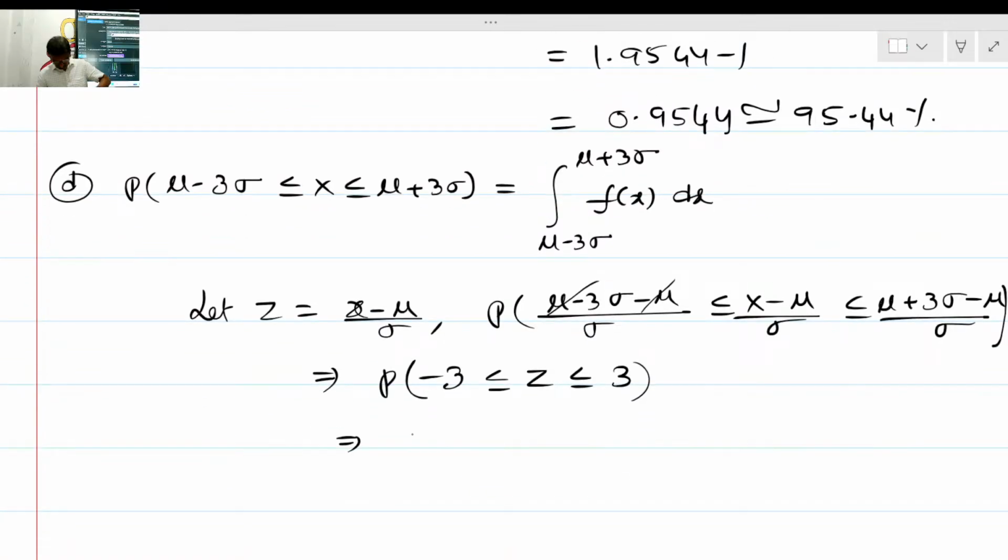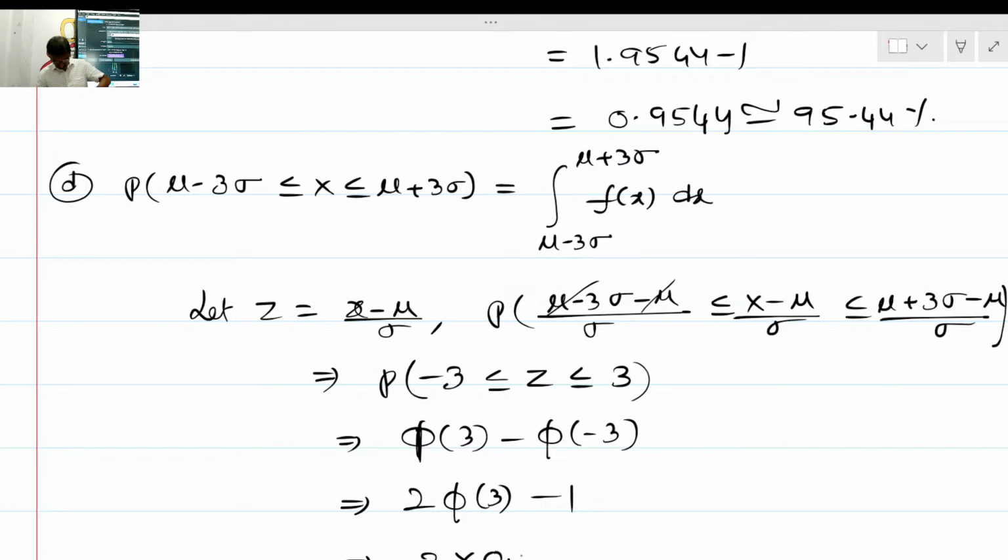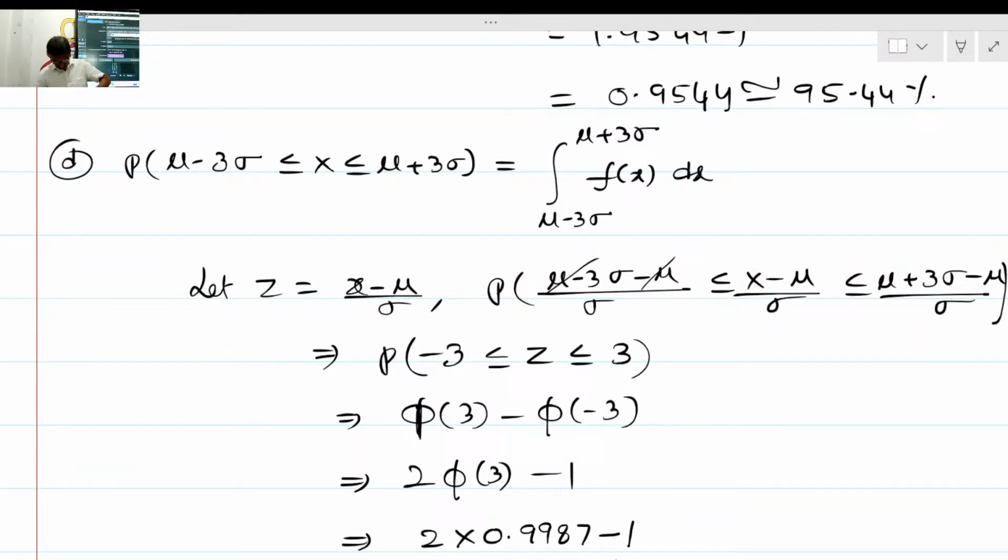Now phi of 3 minus phi of minus 3 is 2 into phi of 3 minus 1. Phi of 3 value, look at 3.00 in the table, is 0.9987, minus 1. Go to the table values. Now like this, 3.0 under 0, this value 0.9987, is the cumulative option value.